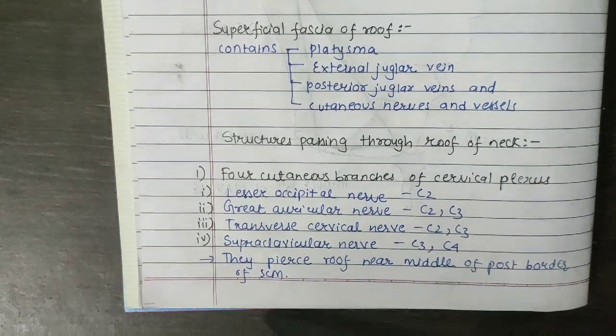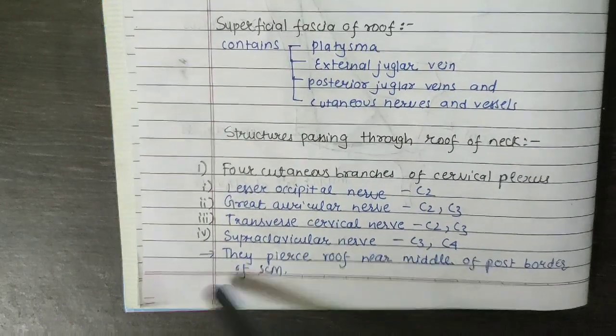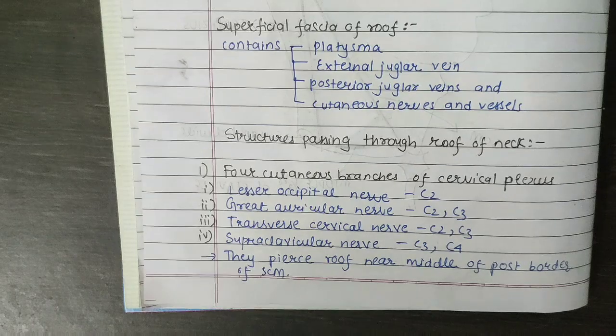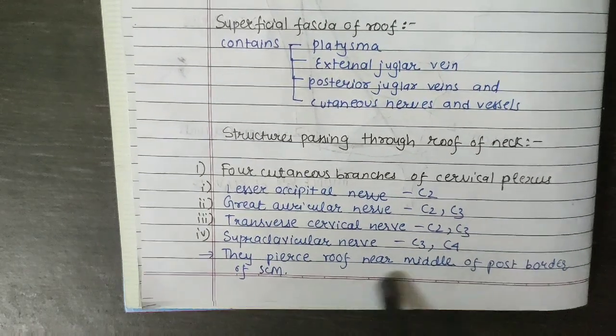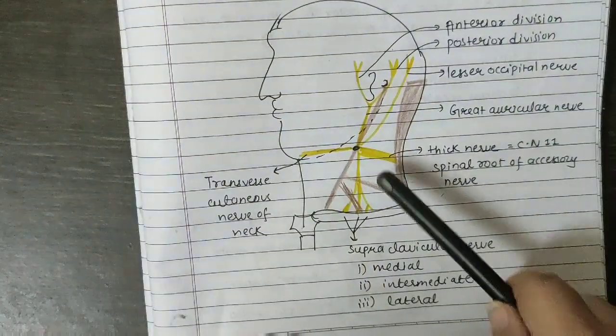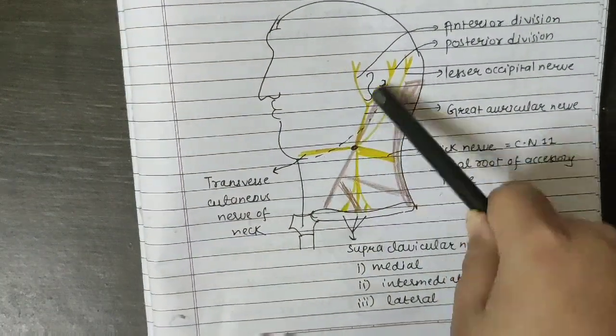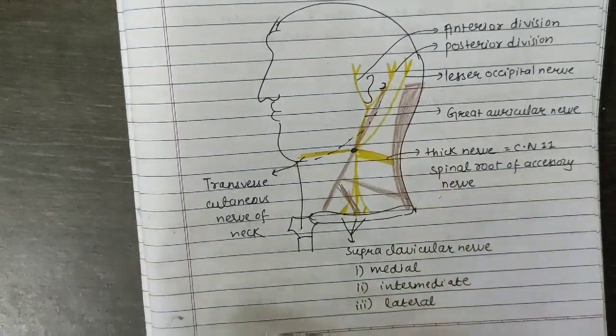So all of these pierce near the posterior border of sternocleidomastoid. So they were coming on the middle of the posterior border of the sternocleidomastoid. I have already shown this, they were coming from the middle of the posterior border of the sternocleidomastoid. Okay.